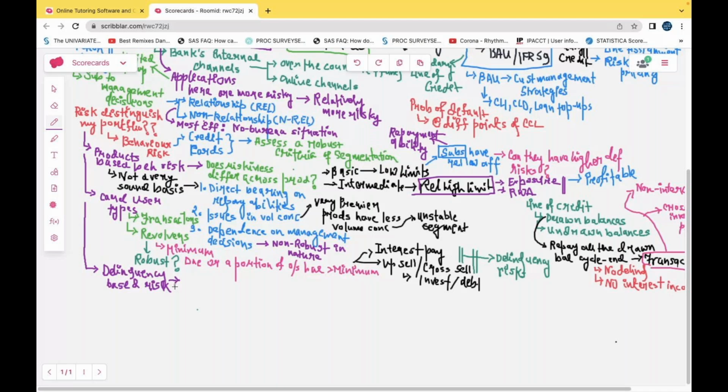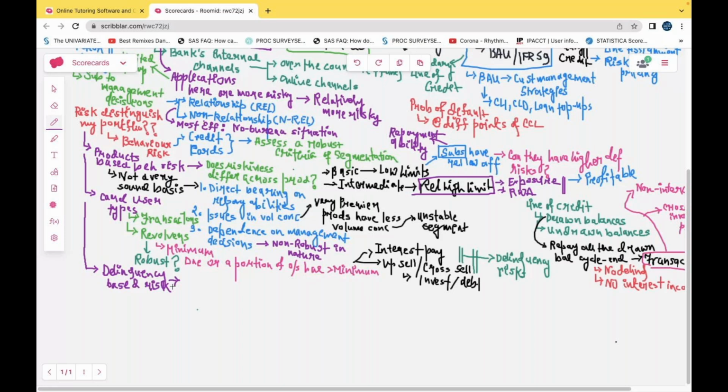Over here, you are trying to assess the behavior of the customer, and how risky the customer is in repaying the loan, and based on his riskiness you are trying to upsell or cross sell products to him. And in terms of that, we had spoken about the concepts of transactors and revolvers, right?